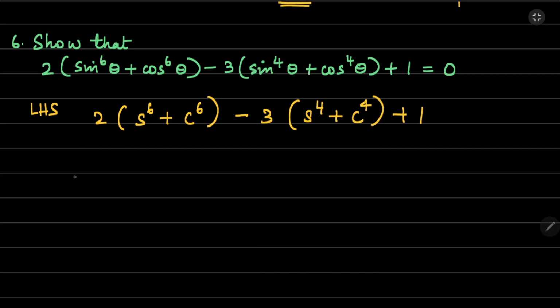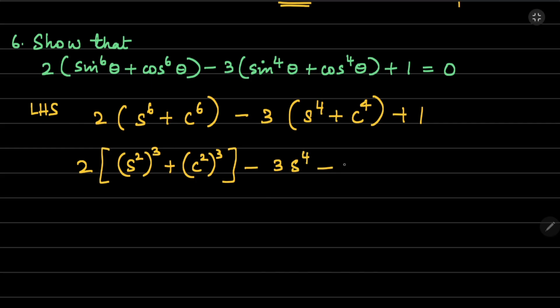How can I write sin to the power 6? I can write this as sin square the whole cube plus cos square the whole cube minus 3 sin to the power 4, I can open the bracket, minus 3 cos to the power 4 plus 1. What is a cube plus b cube? You should already know that a cube plus b cube is equal to a plus b multiplied by a square plus b square minus ab.